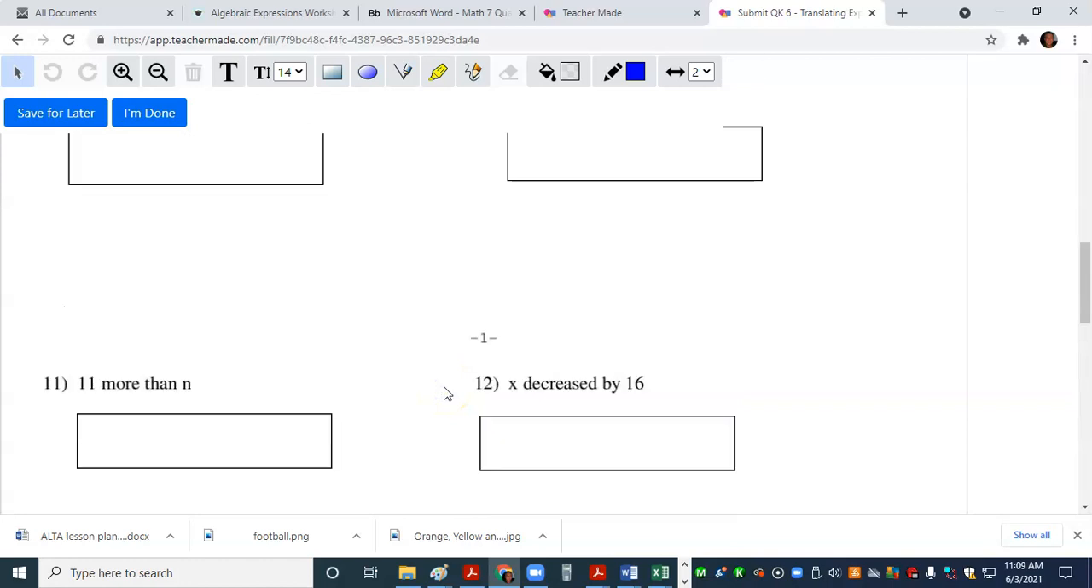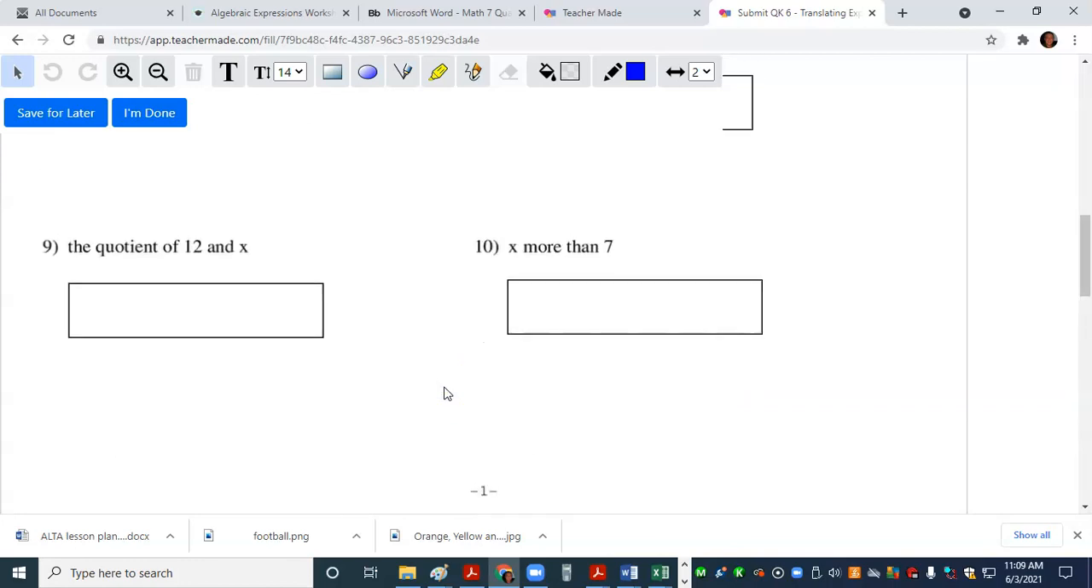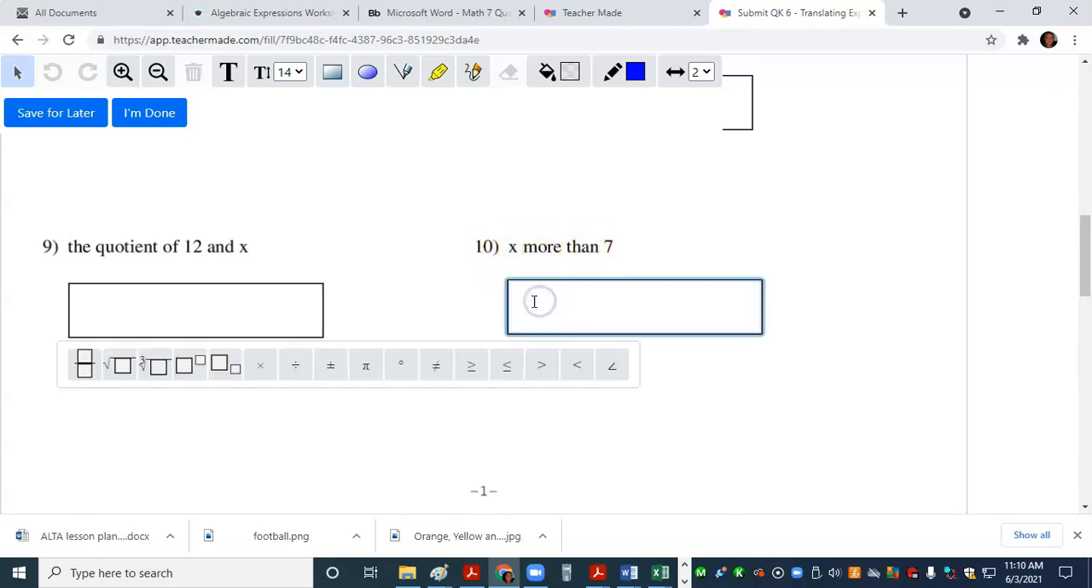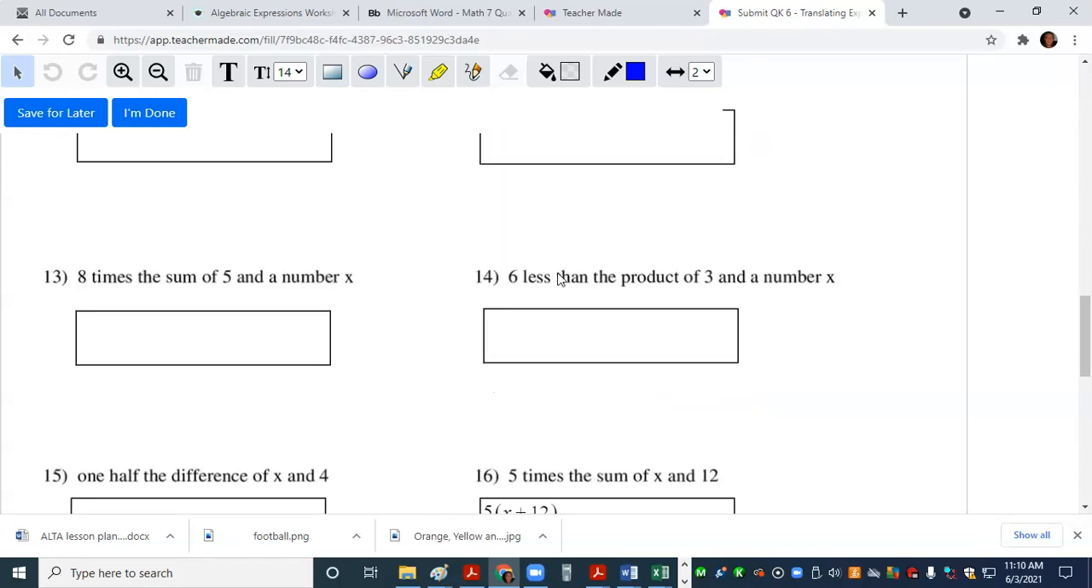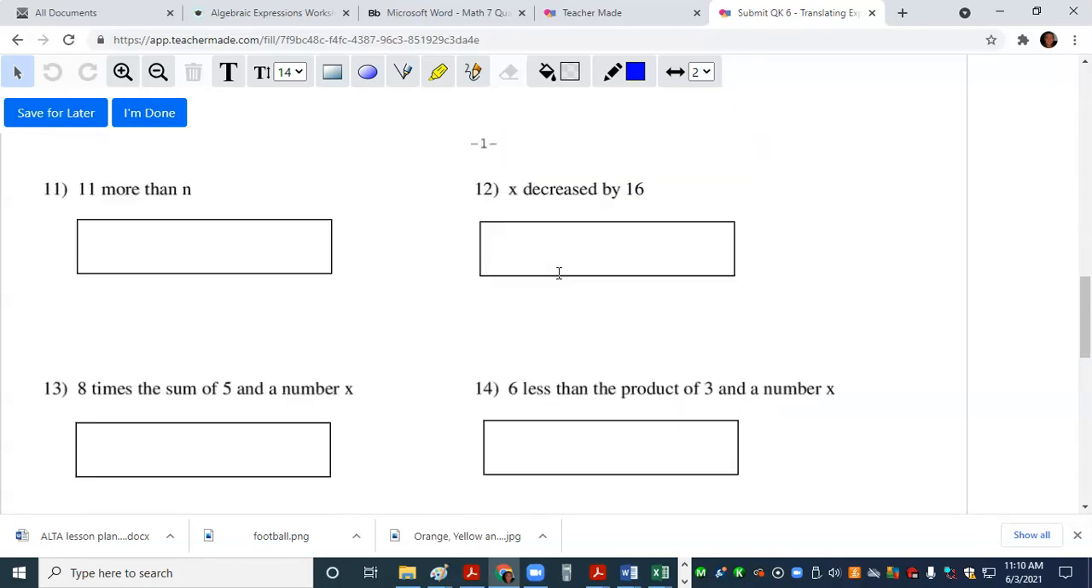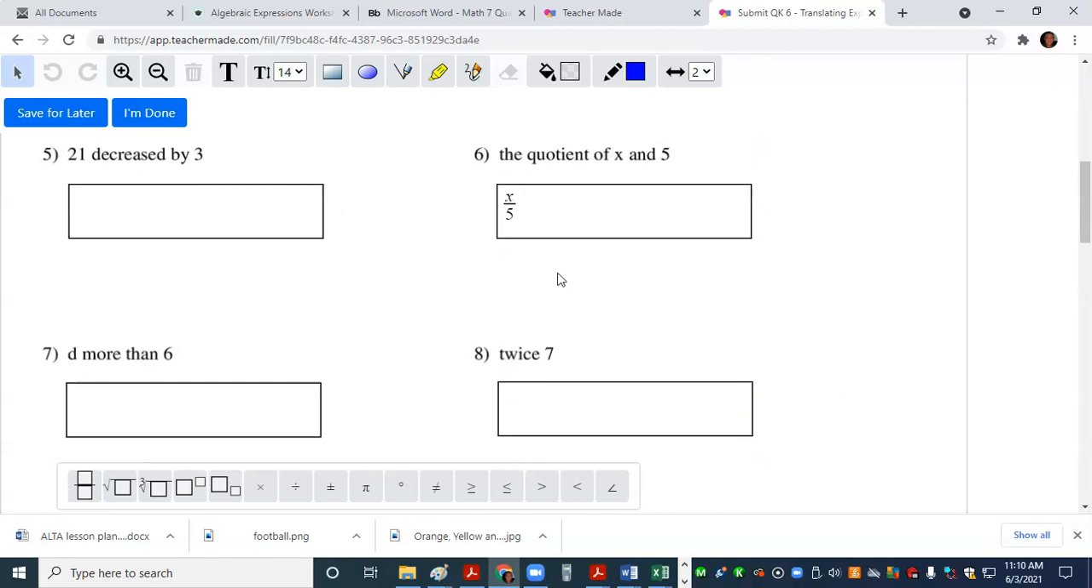And let me see if there's one like that up here. Yeah, this one says x more than 7, so the proper way to write that is not x plus 7. Actually, it is. That is the proper way to write it, x plus 7. You want to put the variable first. All right, so x plus 7. And watch those less thans. Are there any less than problems? Yeah, is there any up here?